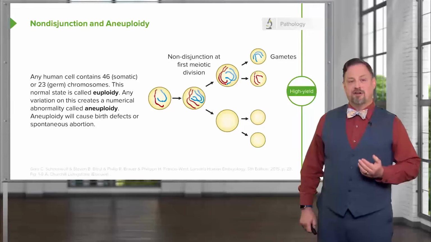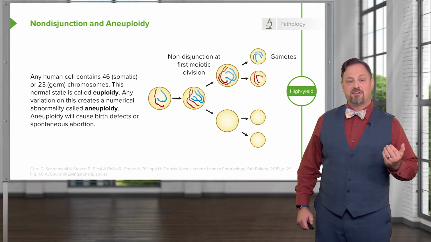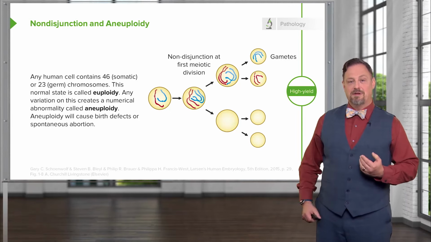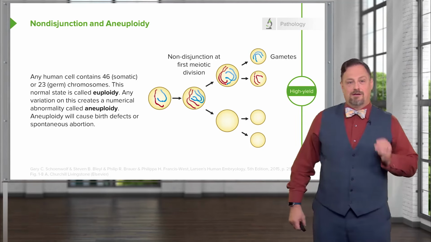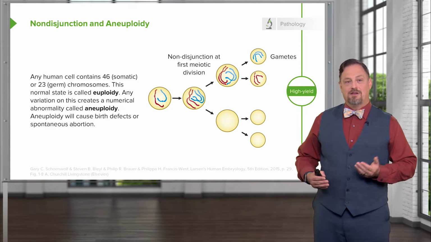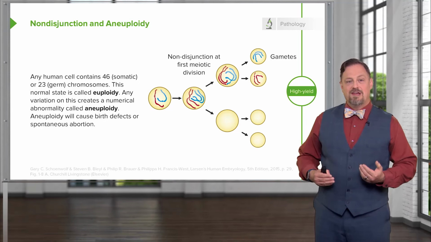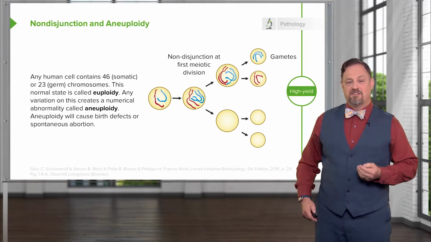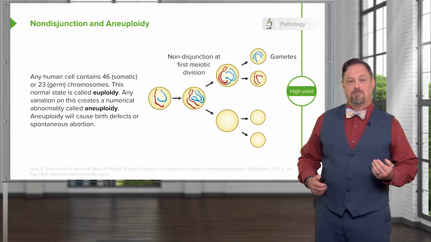Now, any human cell is going to contain either 46 or 23 chromosomes, depending on whether it's a cell undergoing mitosis or a germ cell, which is going to be able to combine with another cell to create a diploid cell. The normal state of being for any cell is going to be euploidy, having 46 or 23 chromosomes. Any variation on that number creates a state called aneuploidy, and that can cause birth defects or spontaneous abortion if it's inherited in a germ cell.